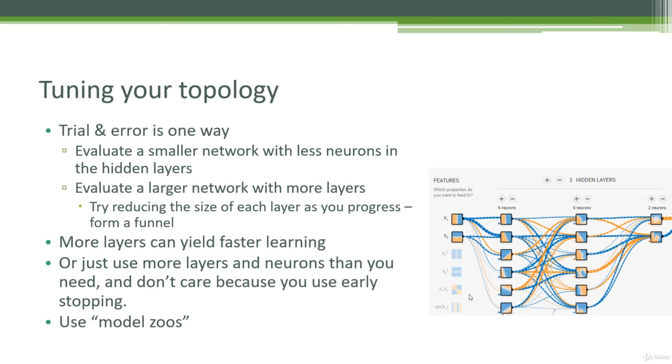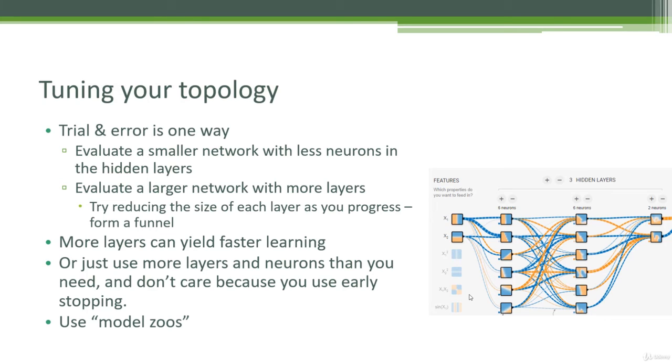Let's talk about tuning your topology. Another way to improve the results of your deep learning network is to just play games with how many neurons you have and how many layers of neurons you have. One way of dealing with it is just trial and error. It's kind of what we did in TensorFlow Playground. But there can be a methodology to that even. You can start off with the strategy of evaluating a smaller network with fewer neurons in the hidden layers, or you can evaluate a larger network with more layers.